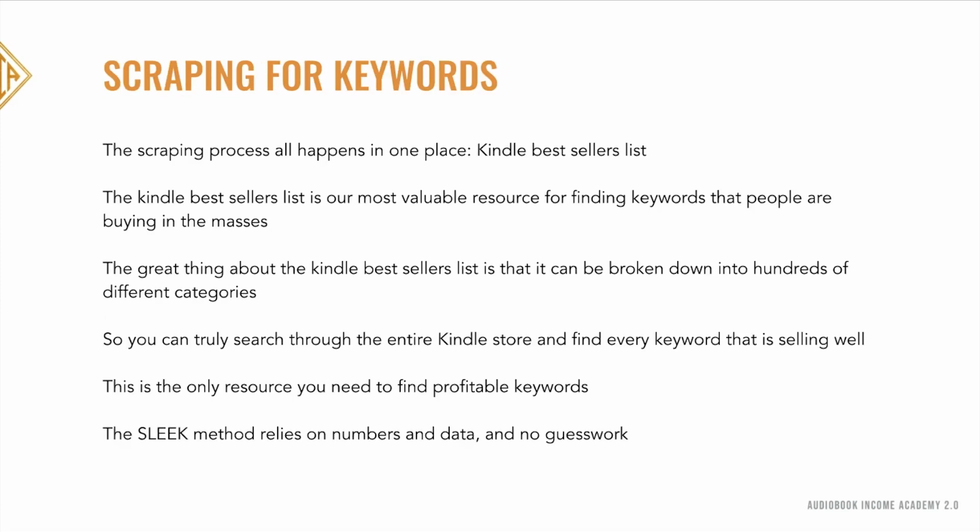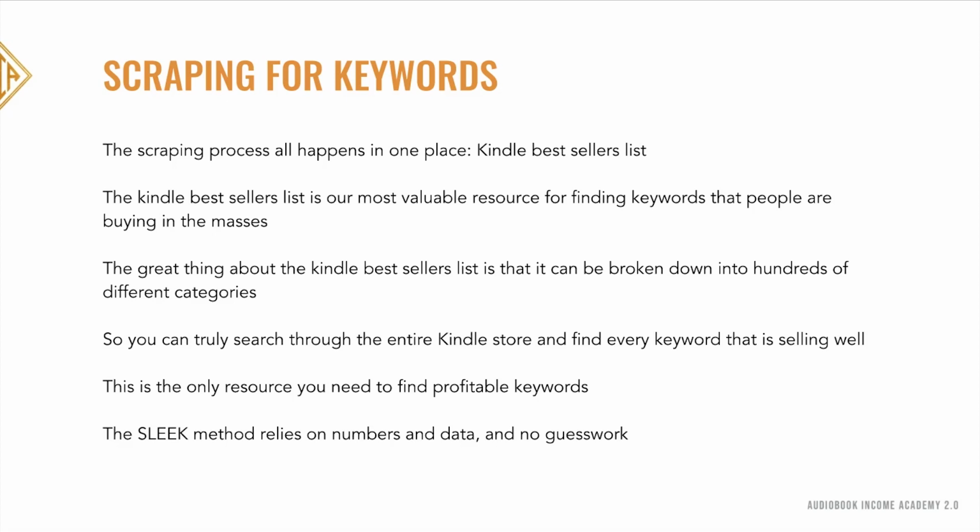So, scraping for keywords. The scraping process, first let's say what it is. The scraping process is simply going into the bestsellers list and then picking out keywords in these bestsellers lists and throwing them into your list. Because if this keyword is on the bestsellers list, that means there's something there. Or if there is a book on this keyword in the bestsellers list, that means it's selling really well. Yeah, so we're going to compile a list of these.